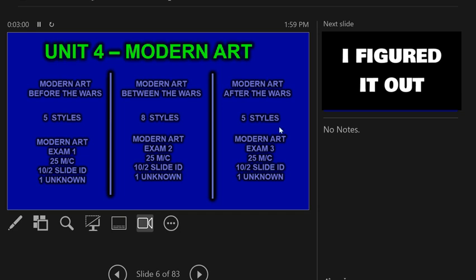All right. Does everybody understand kind of the structure for Unit 4? Any other questions about this? That was a very good question.